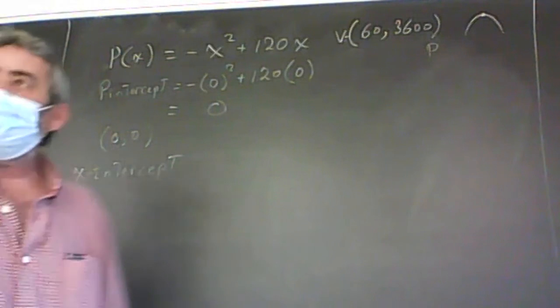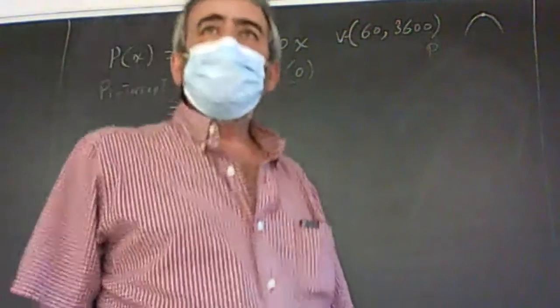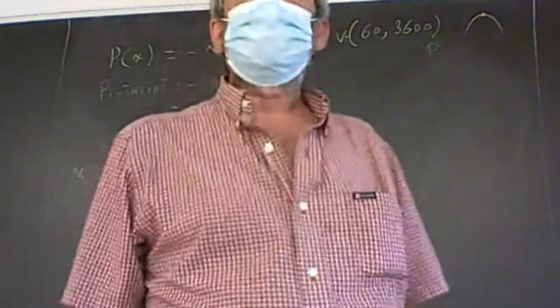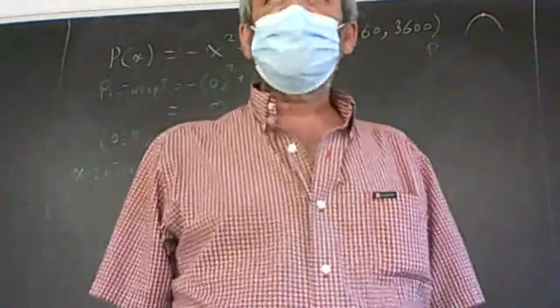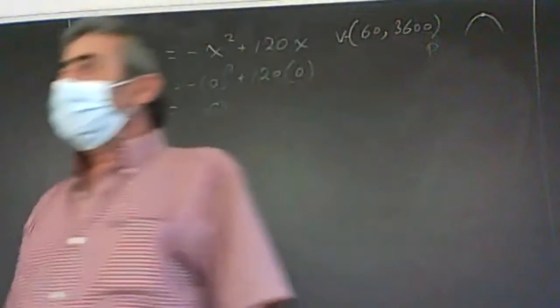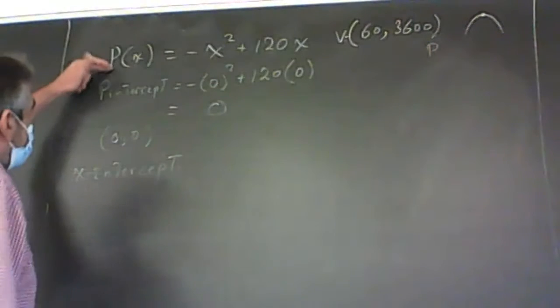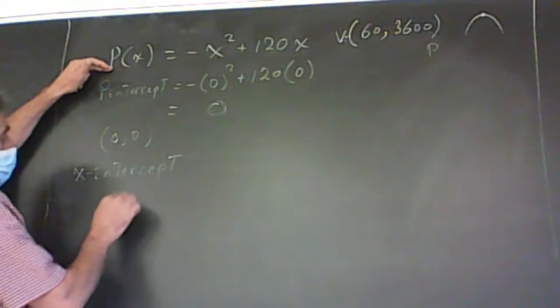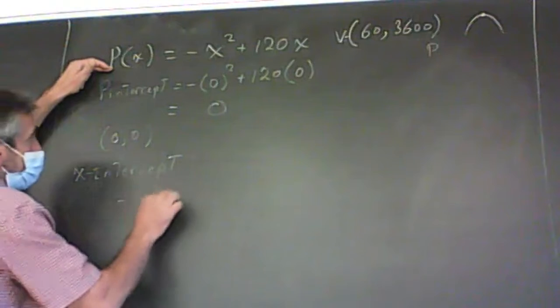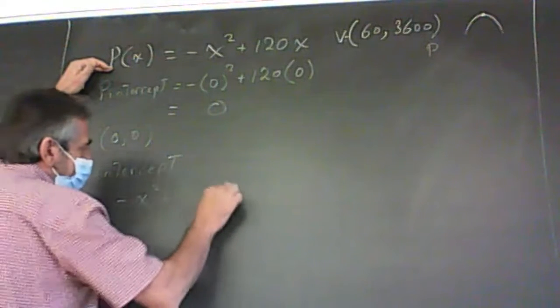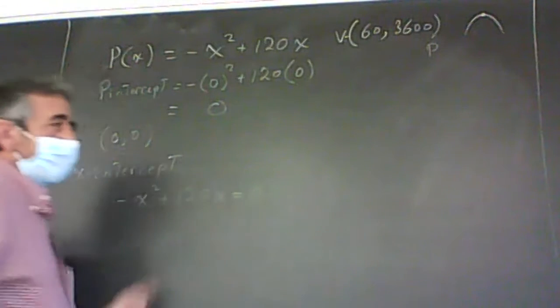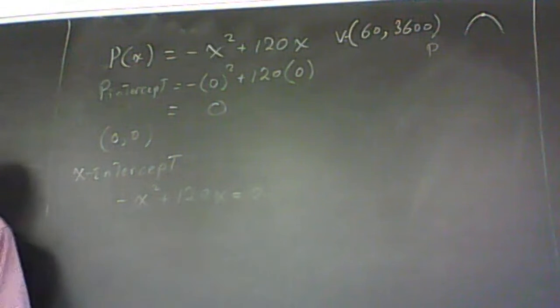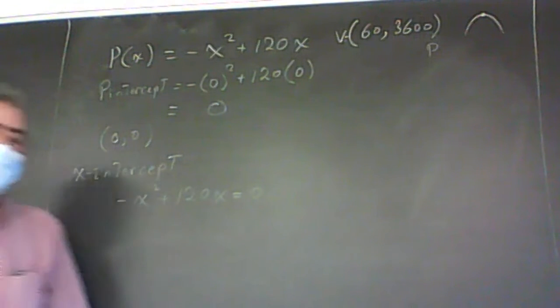To find the x-intercept, you set the function equal to 0 and then you solve for x. Okay? So the function is x minus x squared plus 120x equals 0. So now we will solve for x.